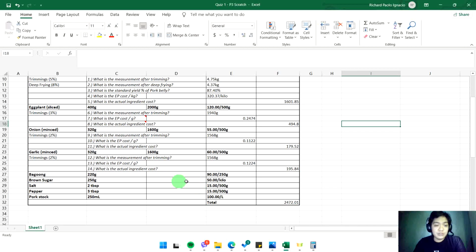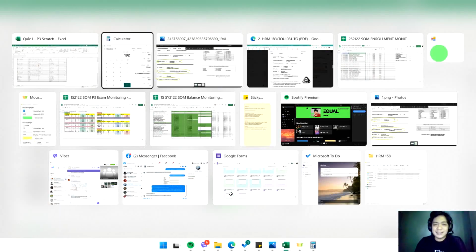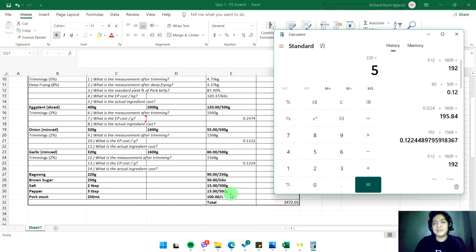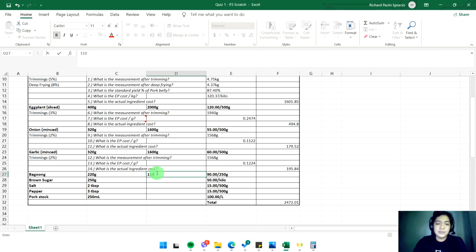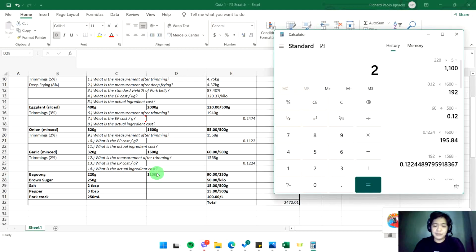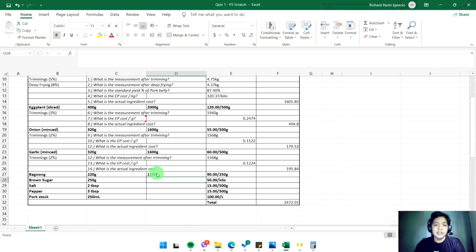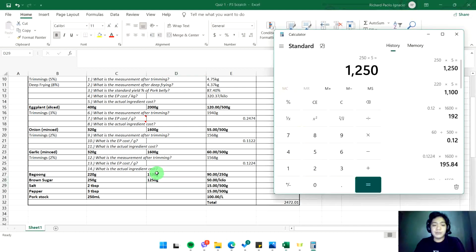Then let's proceed now doon sa ibang ingredients. Again, madali na lang to since wala nang trimmings, no? Hindi na siya mahirap gawin. So that is 220 times 5, we have 1,100 grams. Let's compute for the edible portion. Yung converted measurement natin. Next, we have 250 times 5. We have 1,250 grams. Next, we have 2 tablespoons.